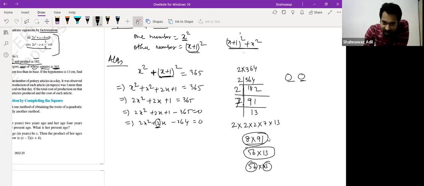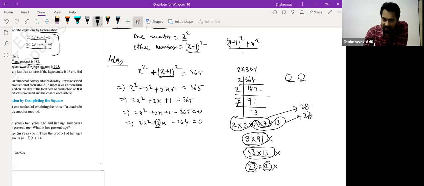From this combination, we can't get it, from this combination, we can't get it. So let me try this one. 2 into 2 into 7, this is how much? This is 28, right? And 2 into 13, this is how much? 26. So can we get 2 from this? So is this the combination, 28 and 26?